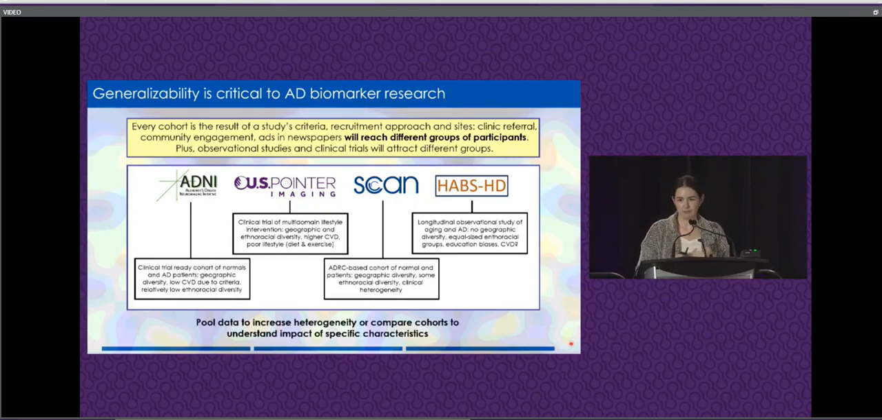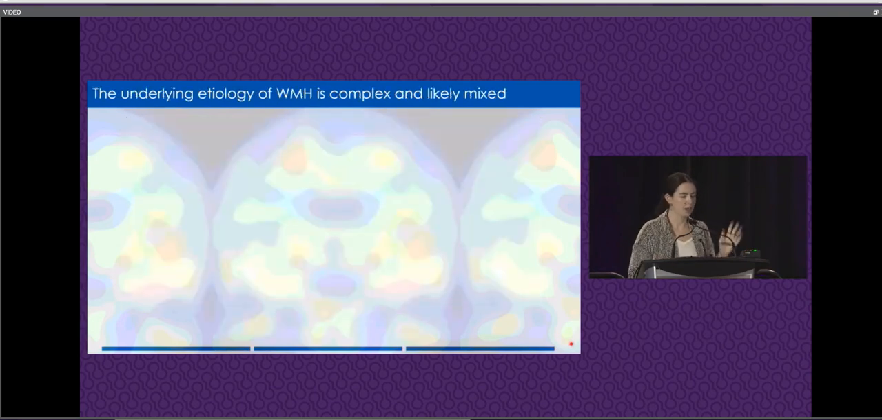And so one approach to addressing generalizability is to pool data, harmonize and pool data across samples to increase the heterogeneity of your pooled sample and also the statistical power to enhance generalizability and reproducibility. The other way you can think about this is you can compare cohorts to understand the impact of specific characteristics on biomarker relationships. And I'm going to do a little bit of both in this presentation today.